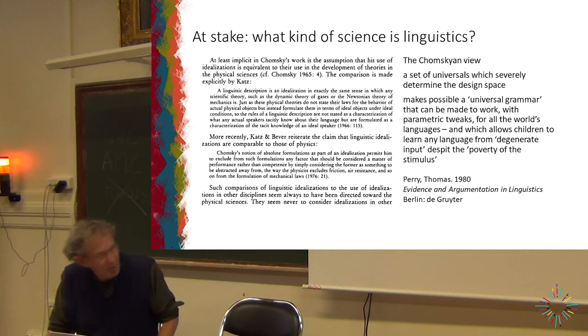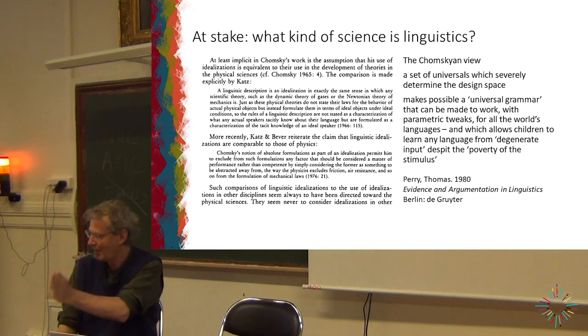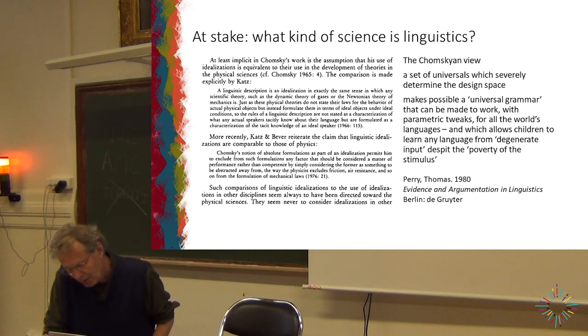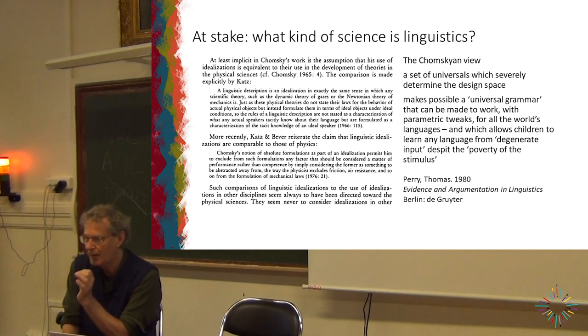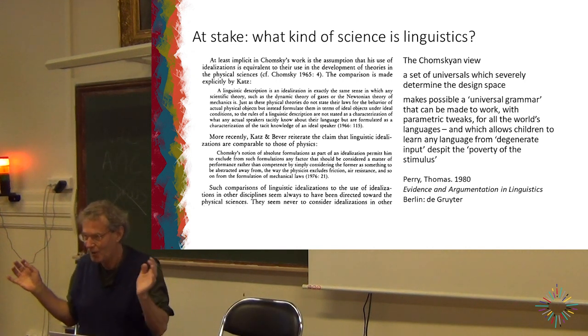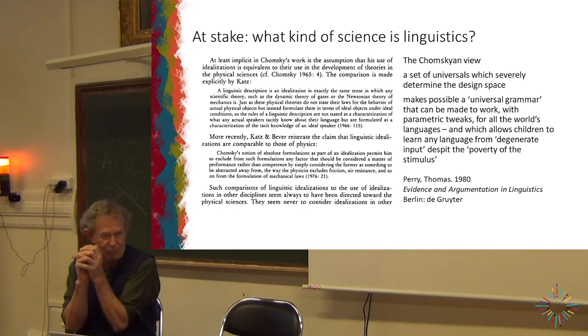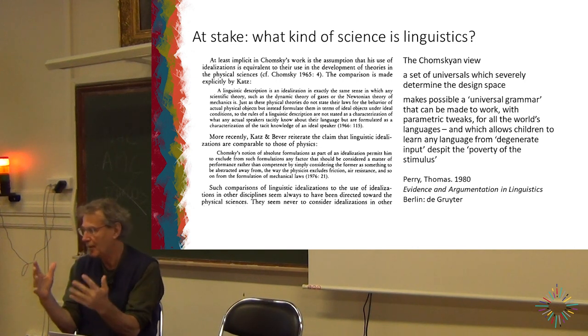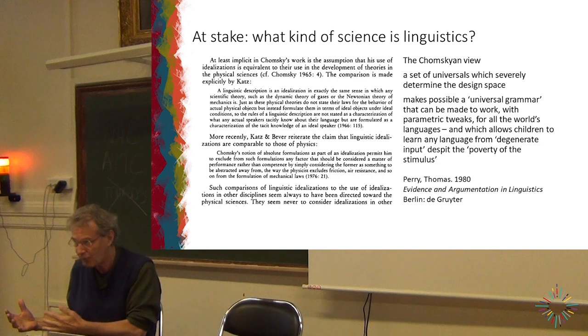So here's Katz saying this explicitly: a linguistic description is an idealization in exactly the same sense in which any scientific theory, such as the dynamic theory of gases or the Newtonian theory of mechanics, is. So here we've got chemistry and physics both named. Now, of course, a linguistic description could be an idealization without our notion of diversity being an idealization. That is, you could say, as an intellectual position, we want to write idealized grammars of languages, but they can be organized according to very different principles and categories.